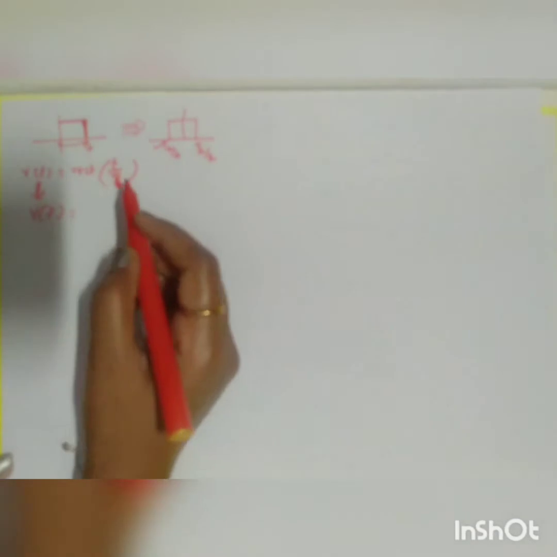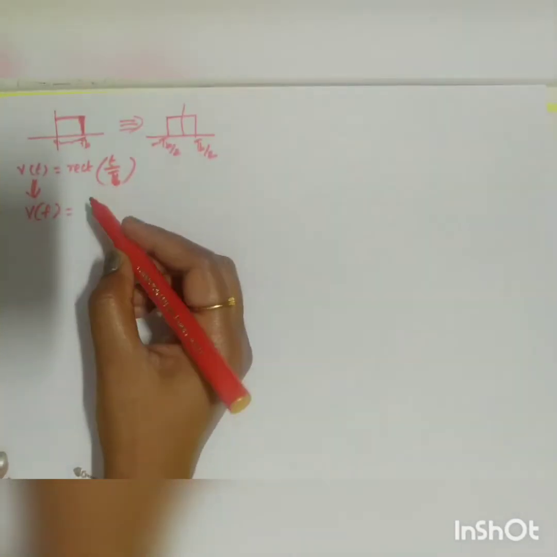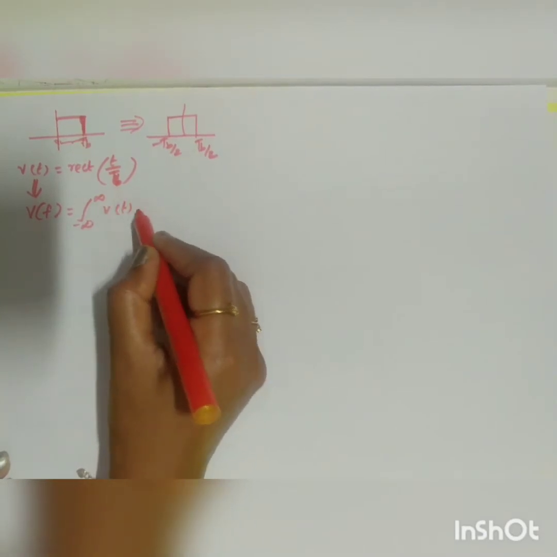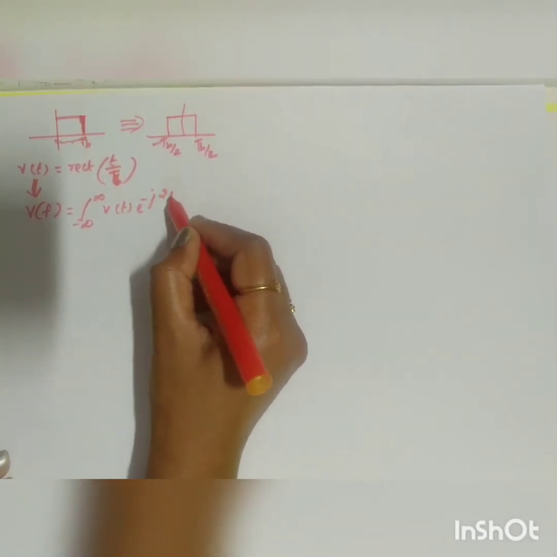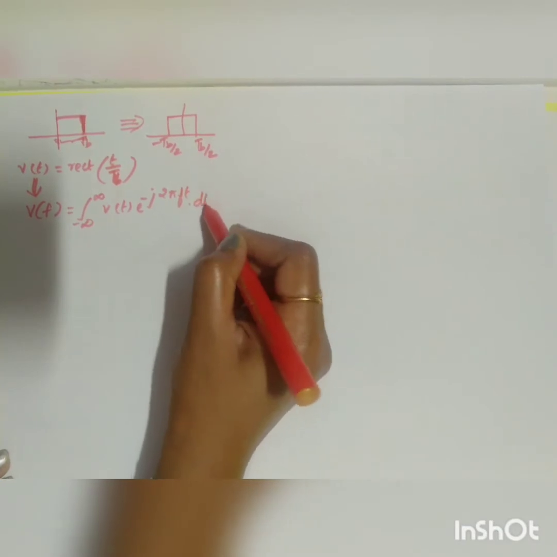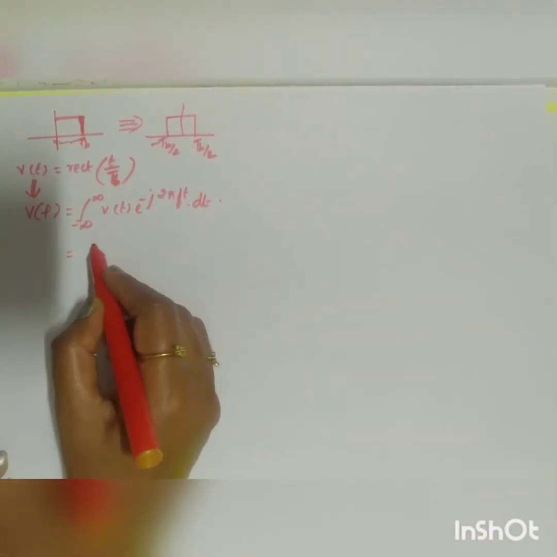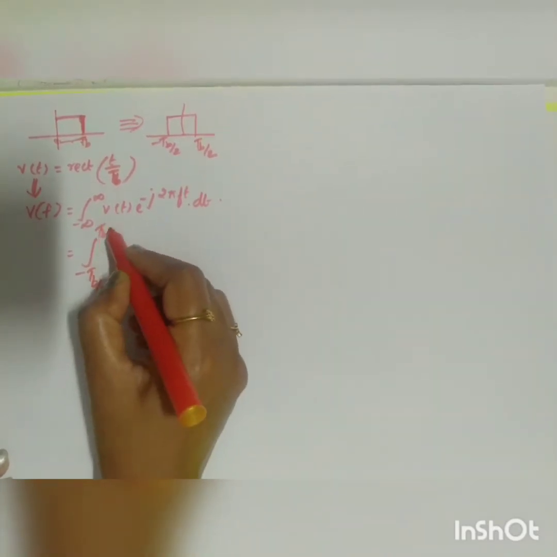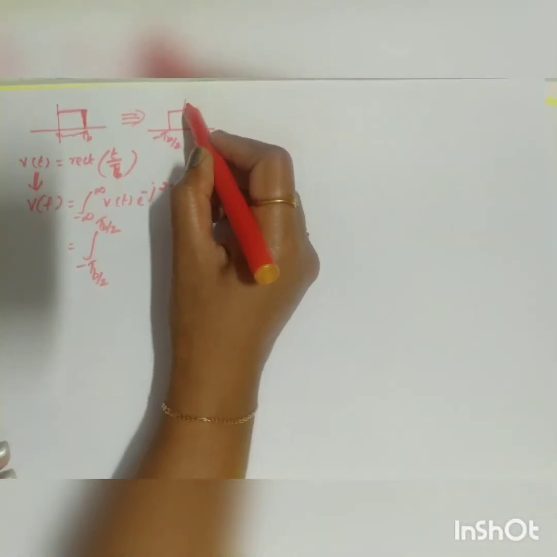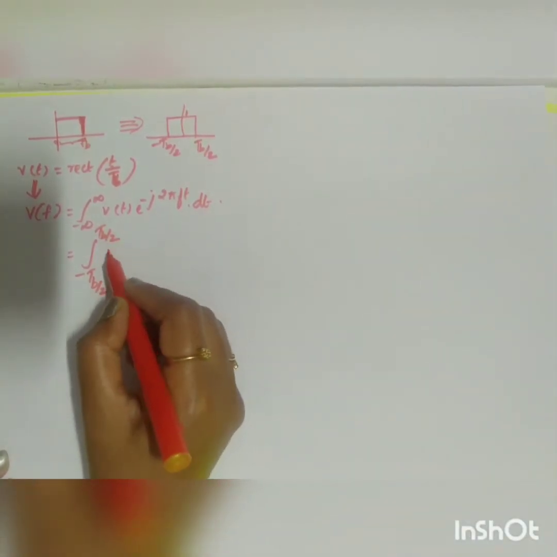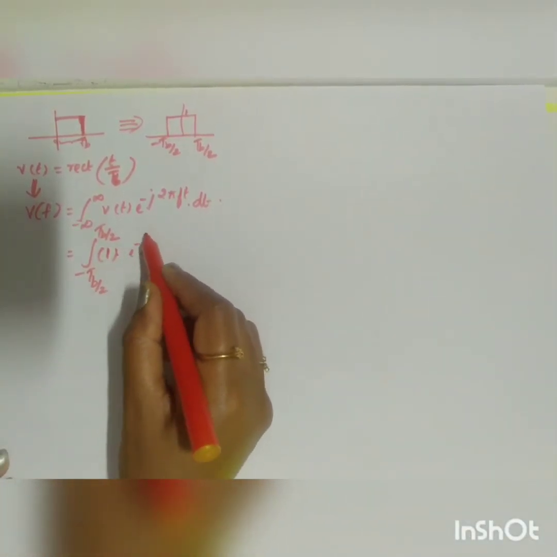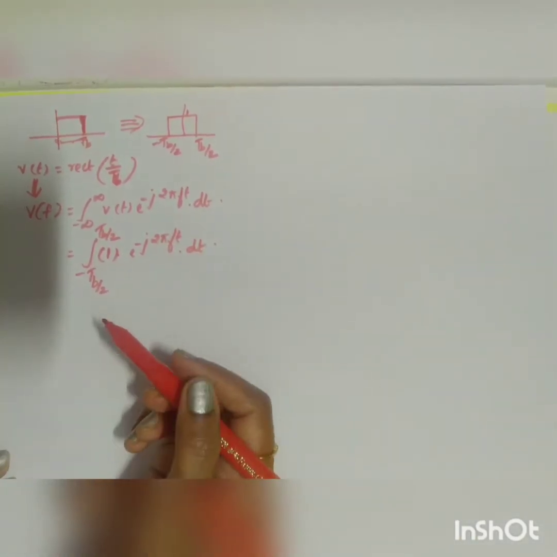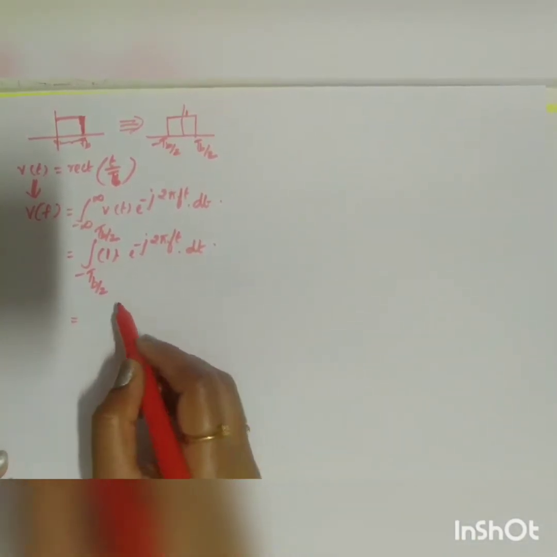V of f is equal to, so what is your general formula for Fourier transform? Minus infinity to infinity V of t into e power minus j2 pi ft into dt. Okay. Now you are going to apply your limit. In this case, it is minus Tb by 2 to plus Tb by 2. Your value is amplitude, I am taking it as 1. Okay. So 1 into e power minus j2 pi ft into dt. Okay. Now you can apply your limit.